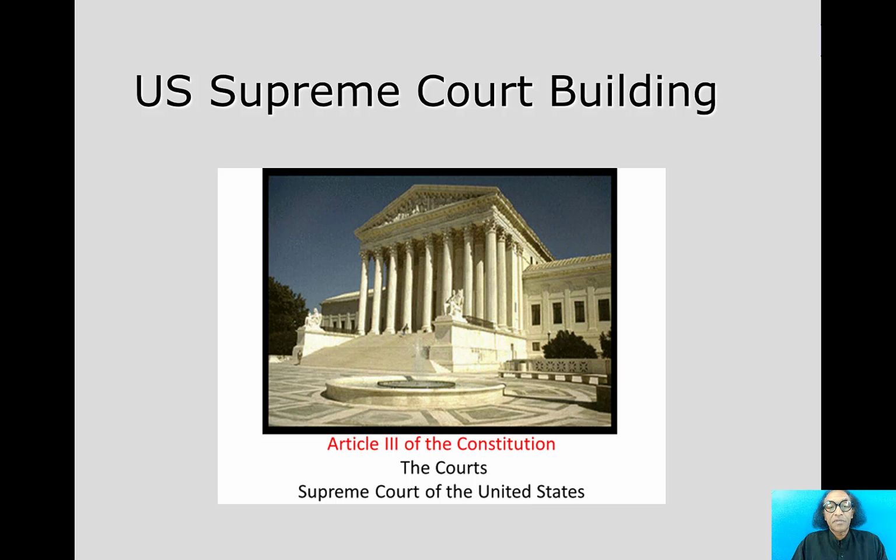This is a picture of the United States Supreme Court building in Washington, D.C. That is, in effect, the very symbol of the 3rd branch of government, just as the White House symbolically represents the presidency and the Capitol building, Congress. So this building represents the Supreme Court of the United States, or the judicial power of the United States symbolically.